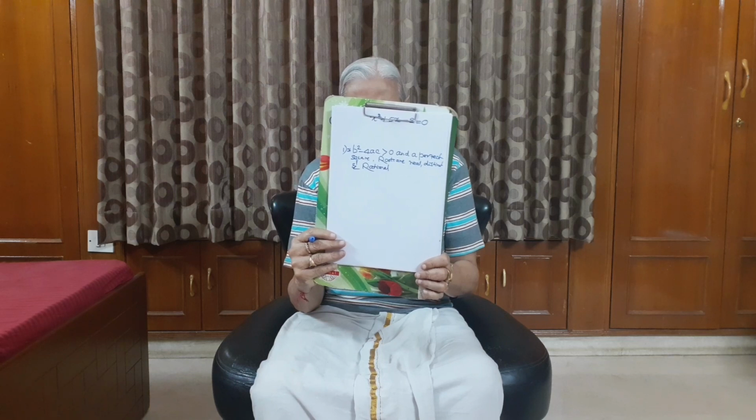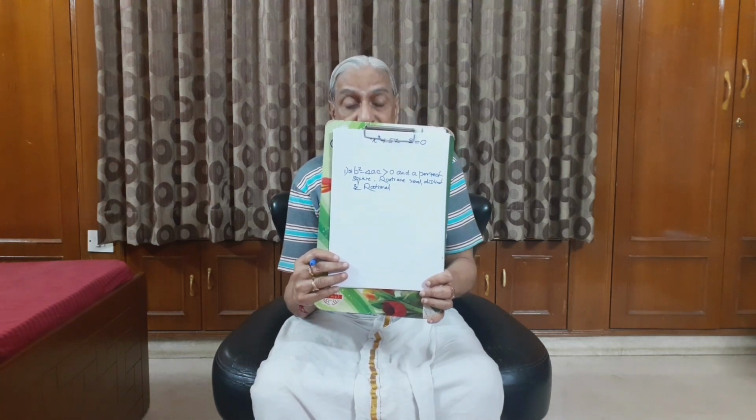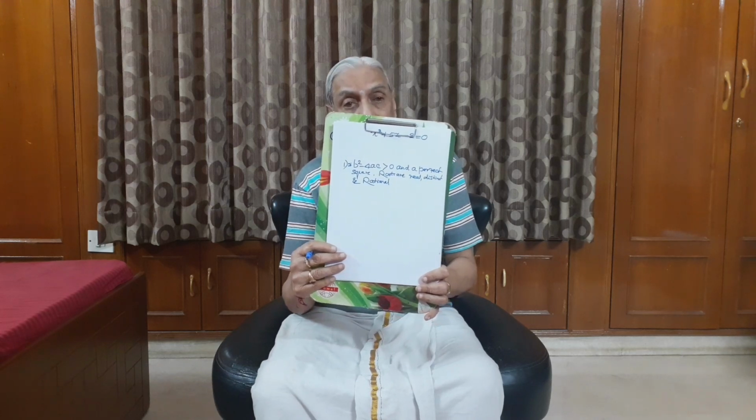Look, if b square minus 4ac is greater than 0 and a perfect square, what is the conclusion? Roots are real, distinct, you have to write, and one more thing, they are rational. That is the first condition. If b square minus 4ac is greater than 0 and is a perfect square, that's my conclusion.